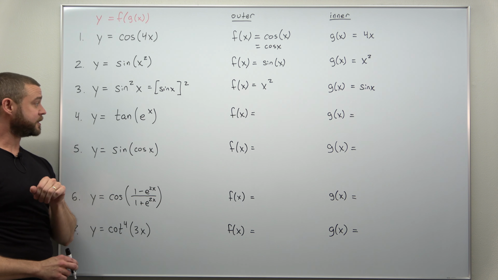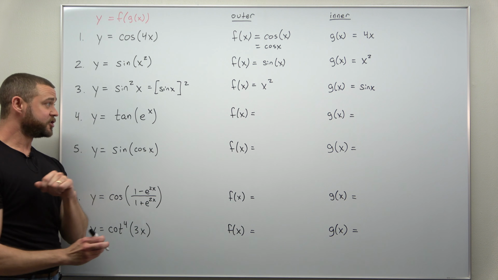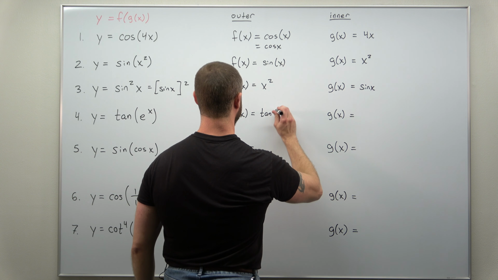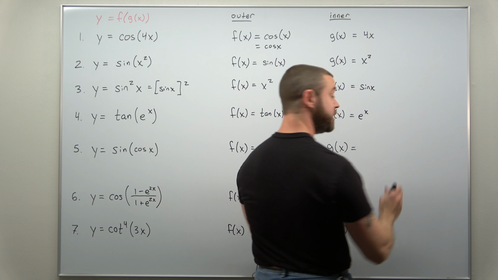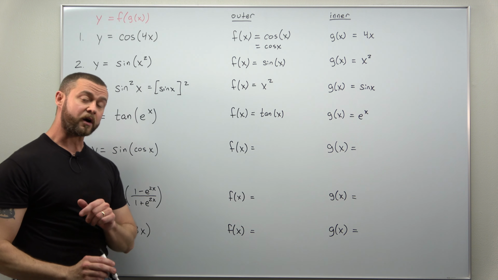Again, hopefully this is straightforward. We have e to the x now inside of the tangent function. So let's identify our outer function as tangent of x and our inner function as e to the x. All right, and that works.